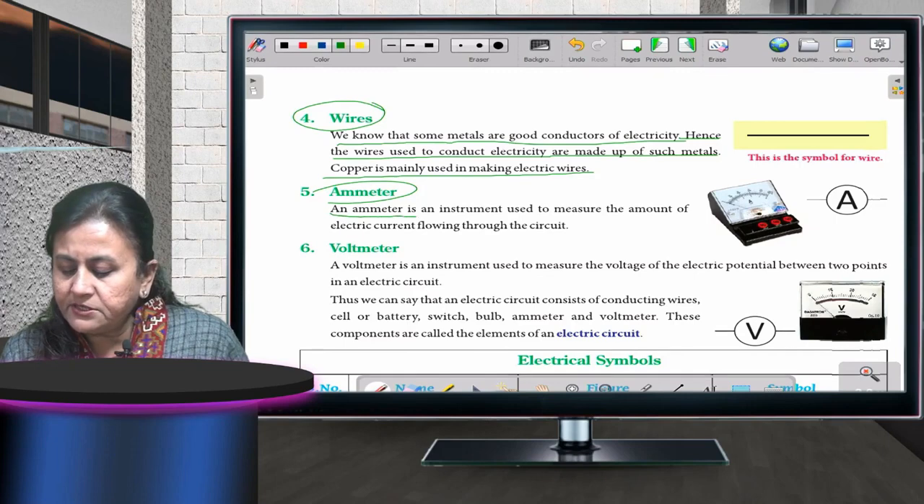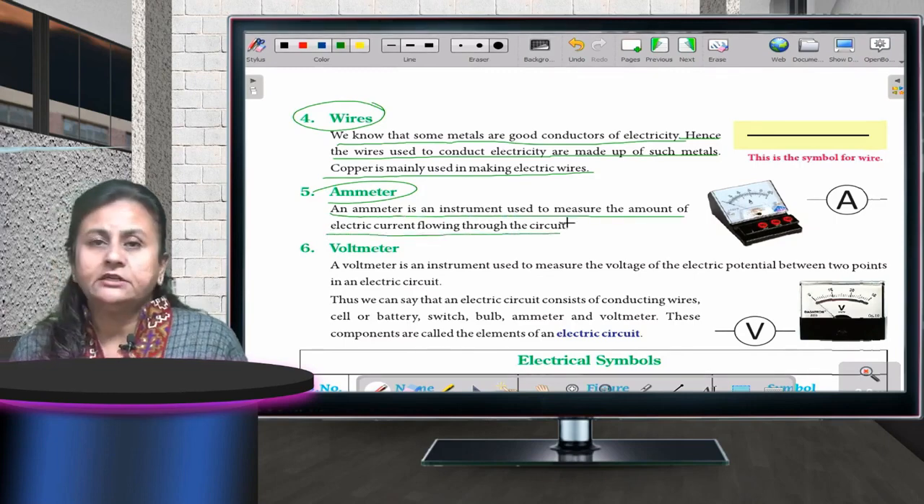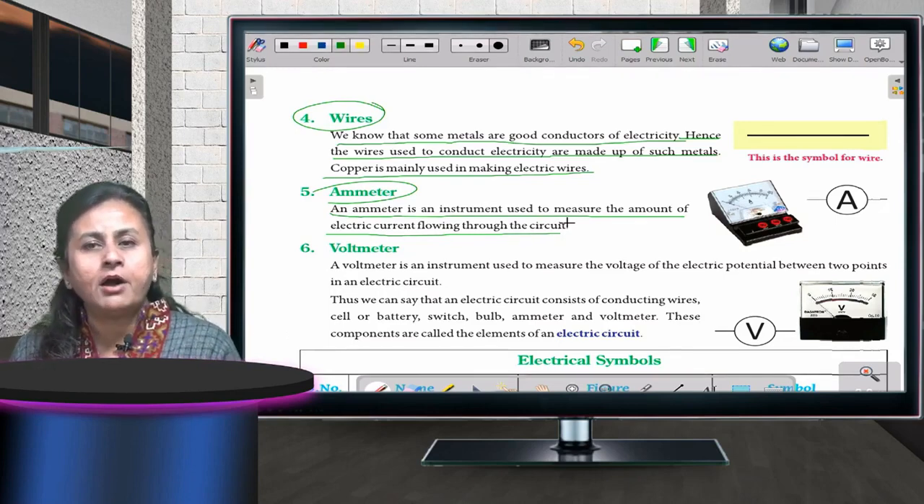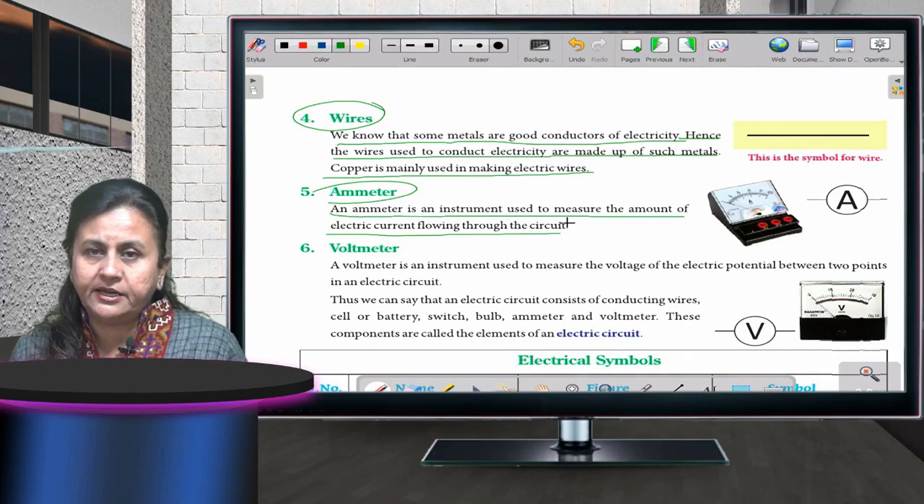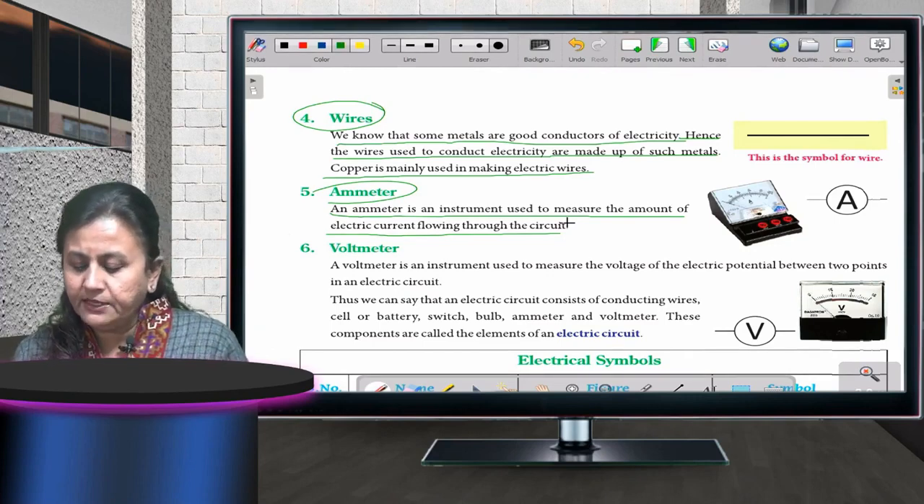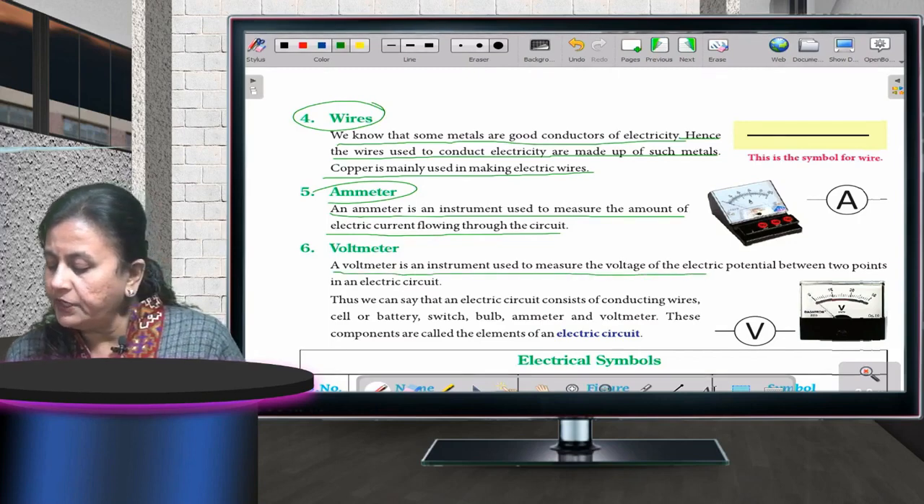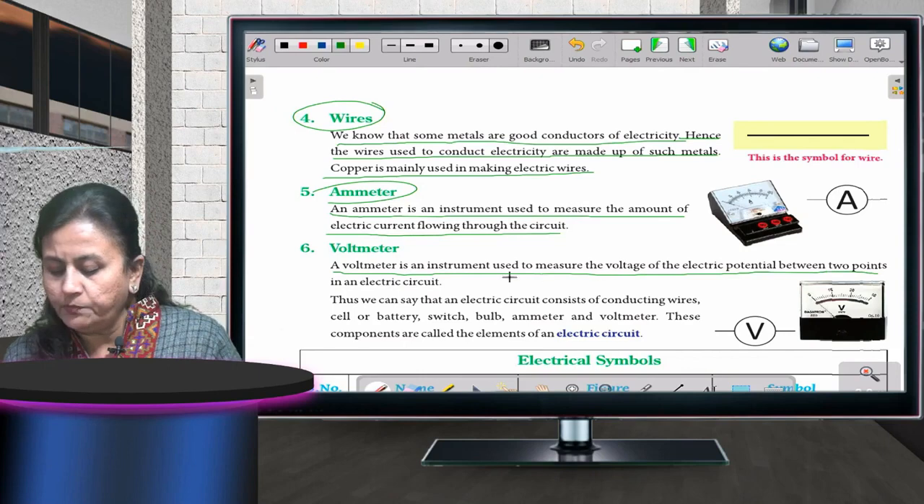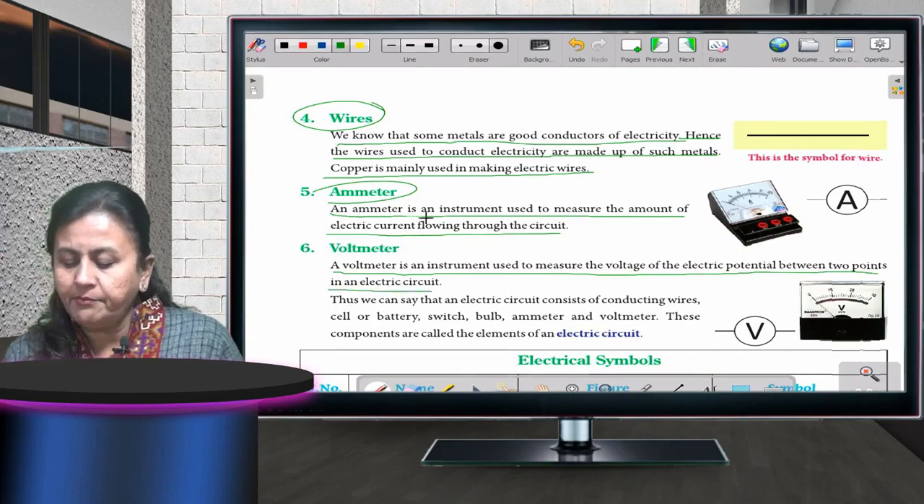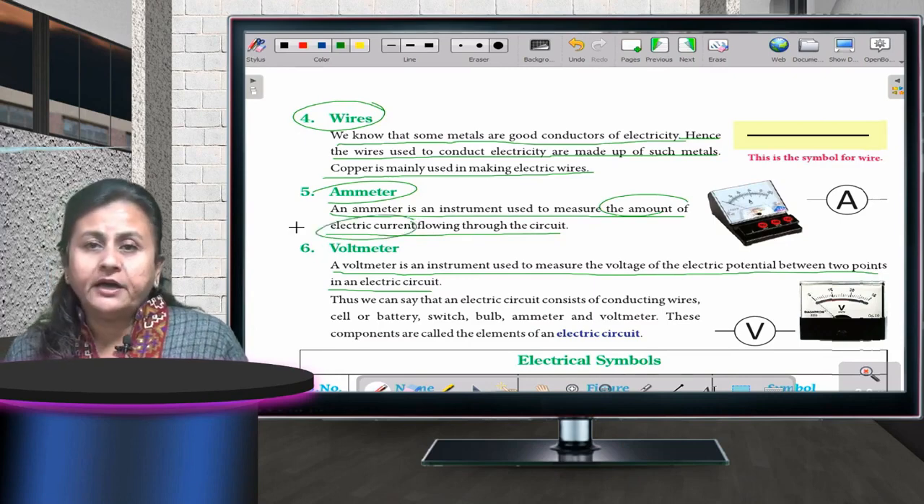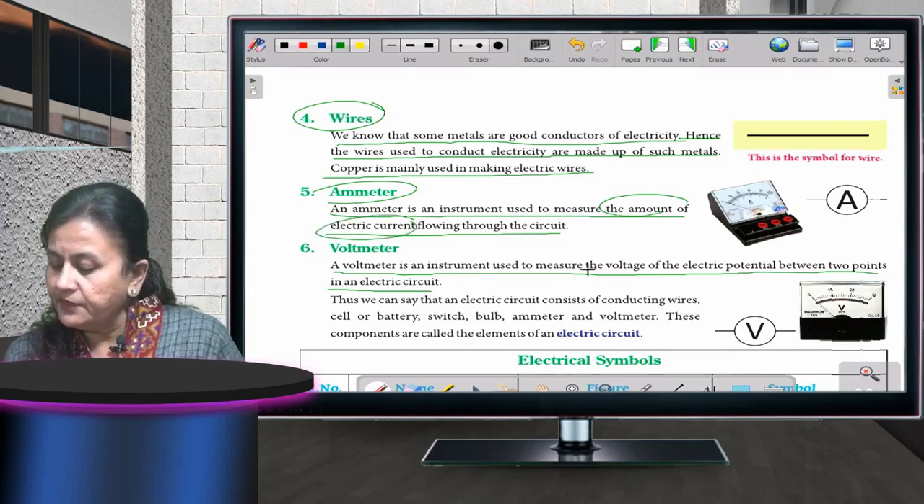An ammeter is an instrument used to measure the amount of electric current flowing through the circuit. We attach this to the main circuit to know what amount of electricity is running in the wires. Fine children. Now comes the voltmeter. A voltmeter is an instrument used to measure the voltage, or electric potential, between two points in an electric circuit.